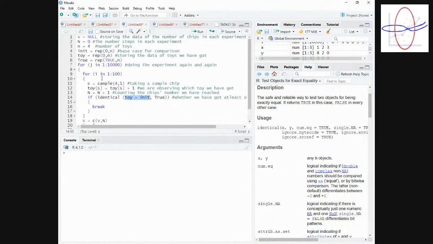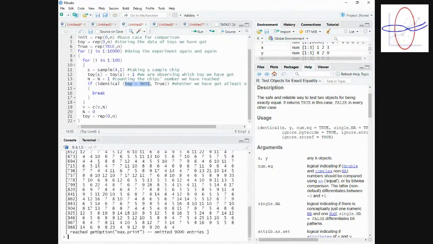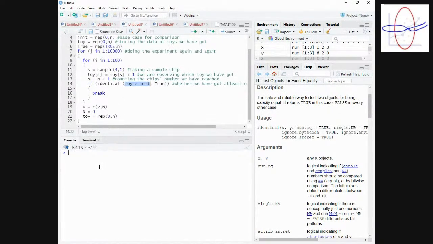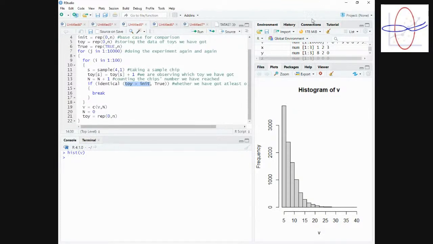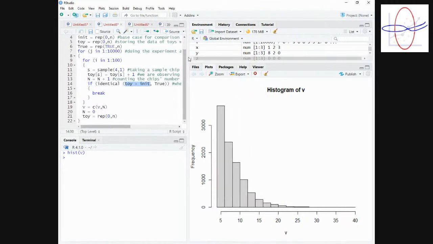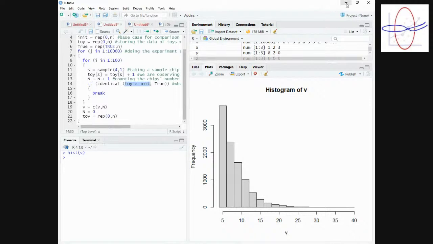So we have done the experiment a lot of times. So v is this, we have got this v. So that's the distribution of v. You see how it's coming out? See the distribution of v, you see? It looks like geometric, right?